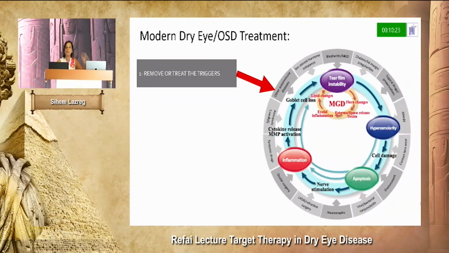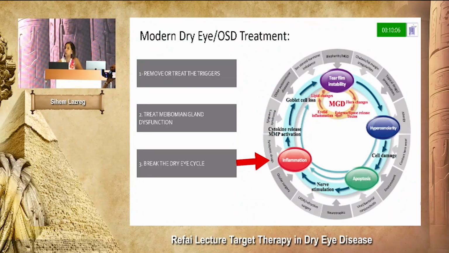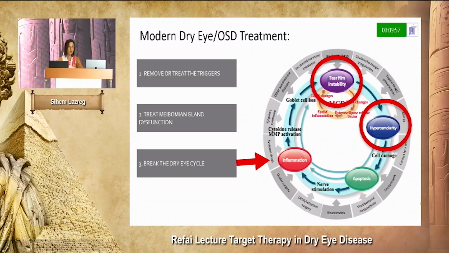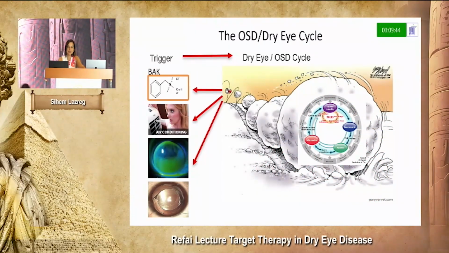If we need to treat it in a modern way, the first thing to do is to remove or treat the triggers. So we need to know and diagnose the trigger factors. Then we need to treat the meibomian gland dysfunction, because it's 78% of dry eye disease. And then we need to break this vicious circle: treat the tear film instability, treat the hyperosmolarity, which is very important, treat the apoptosis, and for me, the most important thing is to treat the inflammation.